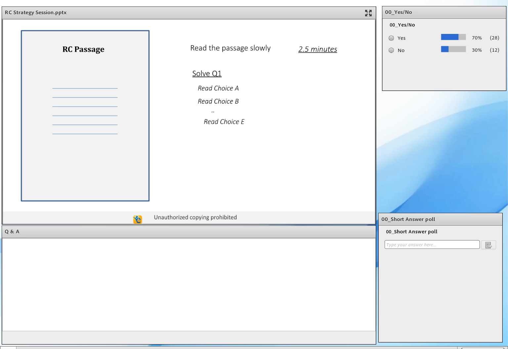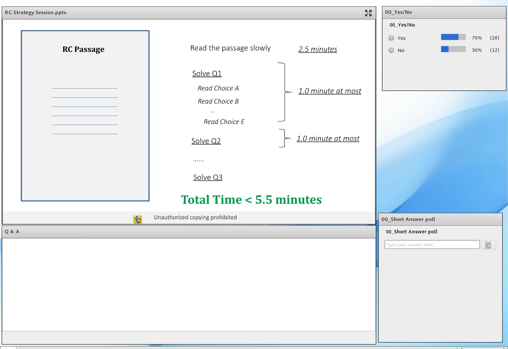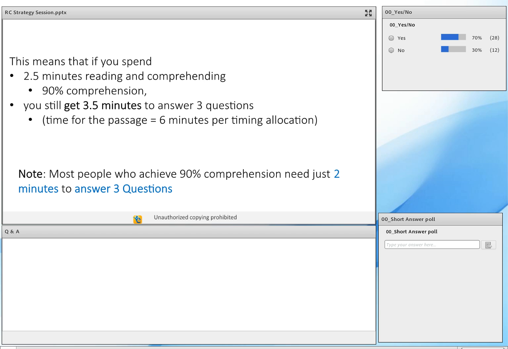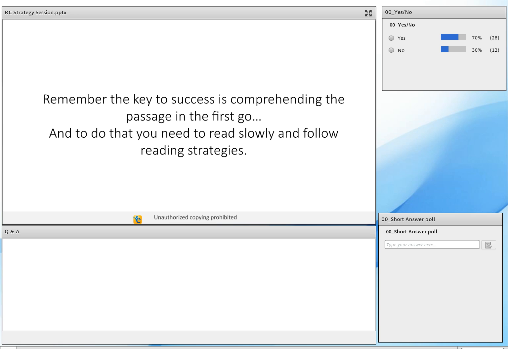And this is the time distribution, and this is what I'm talking about, redistributing the time. You read the passage upfront, 2.5 to 4 minutes upfront, right? And again, I'm giving those windows for the different lengths of the passages that exist. And then as you're reading the question, you won't have to do that back and forth between the answer choices, and you will ultimately be able to solve each question at most by spending a minute. So again, the key to success over here is comprehending the passage in the first go.